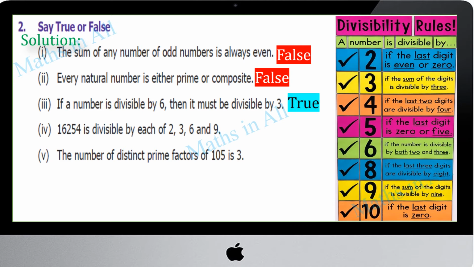Okay. Fourth, 16254 is divisible by each of 2, 3, 6 and 9. So let me check with every divisibility rule. First 2, isn't it? If the last digit is even or 0, then it's divisible by 2. Here there is a 4, so it's an even number. So it's correct for 2, right? Then come to the 3.